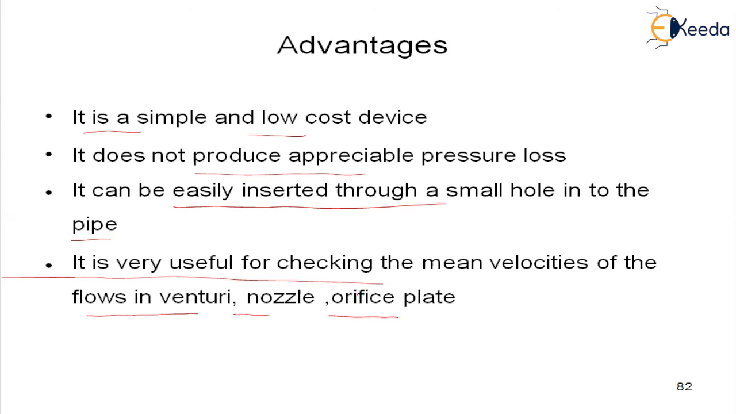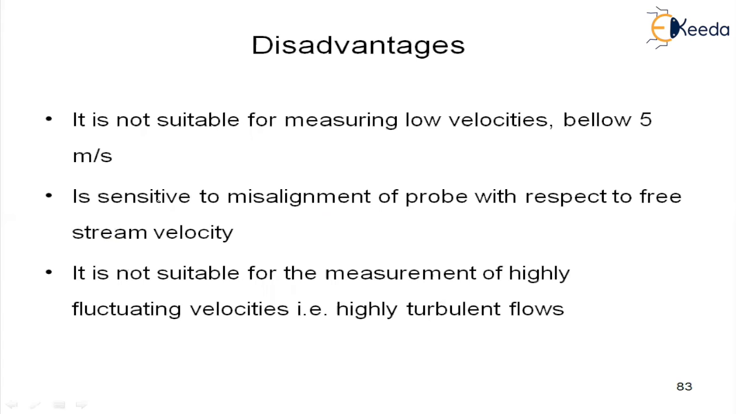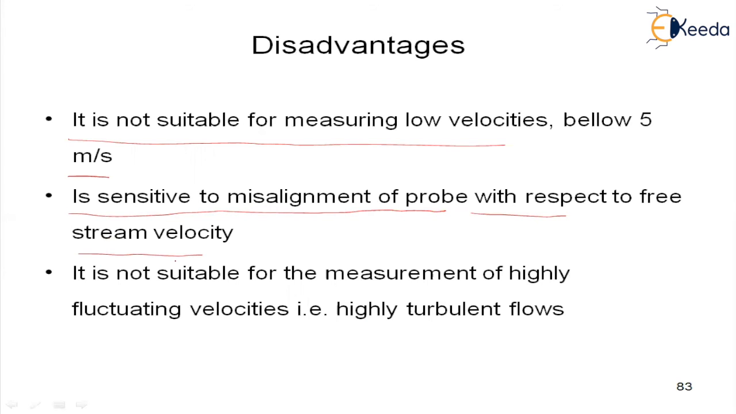Now the disadvantages: it is not at all suitable for measuring flow velocities below 5 meters per second, and it is sensitive to misalignment of the probe with respect to the free stream velocity. It is not suitable for measuring highly fluctuating velocities or highly turbulent flows, meaning whenever the liquid is flowing in a disordered or misaligned way, more fluctuation takes place. That is the drawback. It is not possible to measure low velocities, and this device is very sensitive.